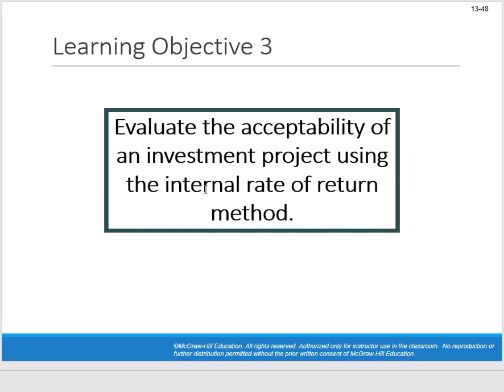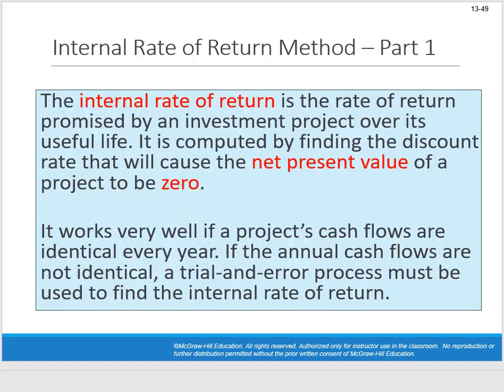Let's look at a different method. This is what we call the internal rate of return, or for short, IRR. So the internal rate of return is the rate of return promised by an investment project over its useful life, and we compute that by finding the discount rate that will cause the NPV to be 0. It works well if a project's cash flows are identical every year.